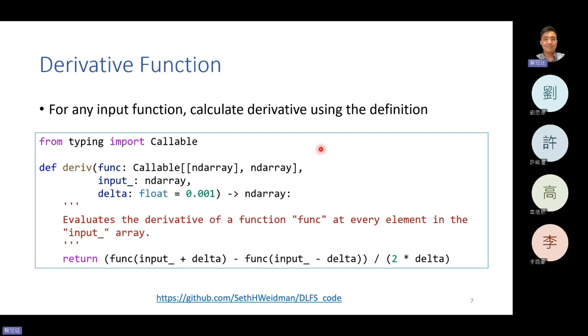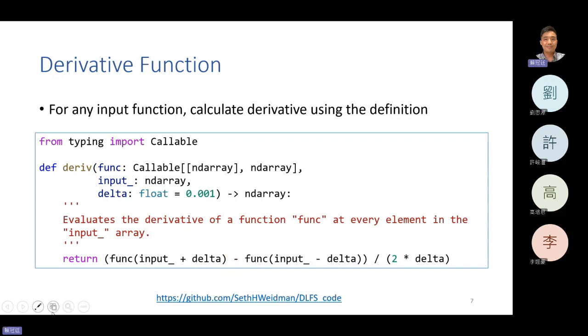So here's the code. Here we show how to implement our first derivative function. First, we would like to accept a function as input. This is a function pointer. In Python, the function pointer is called a callable. And once we get the function and a small delta value, we have a default value of 0.001, and the input, we can calculate the derivative using the definition, right?